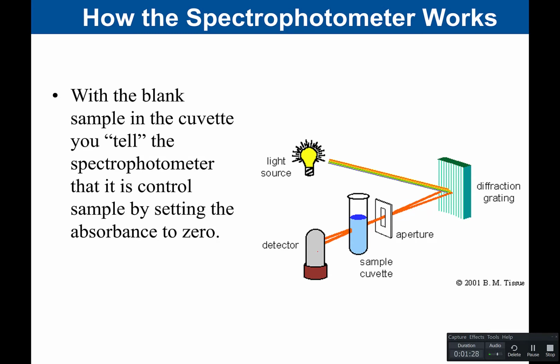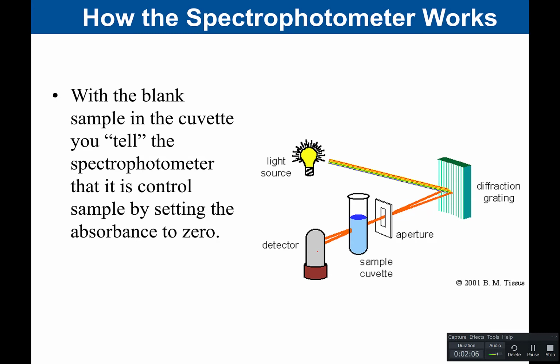When we start and we blank the machine, we're using what we call a blank sample. That is the same solution that your sample is in. In our experiment, our blank is going to be the deionized water because that's what our beets are ultimately in when we put that sample in the spectrophotometer. So our cuvette has just water. What we're doing when we put a blank in is telling the machine that the amount of light that's passing through represents no pigment.